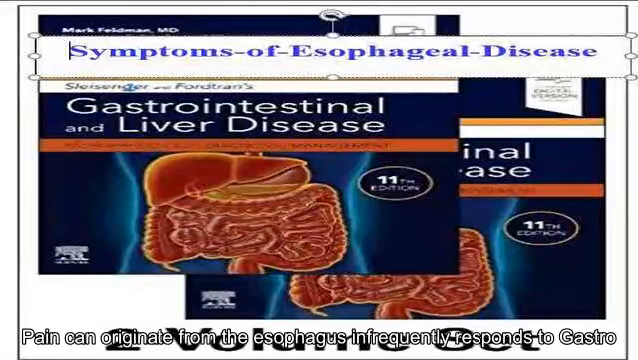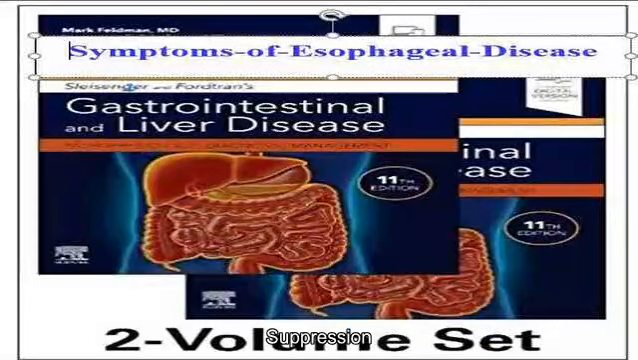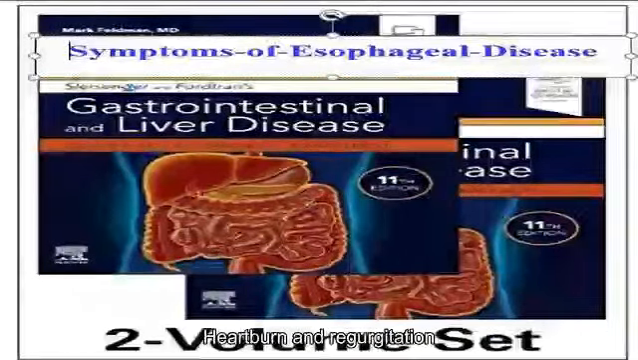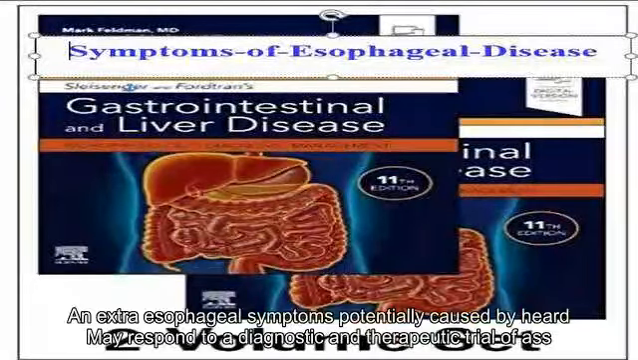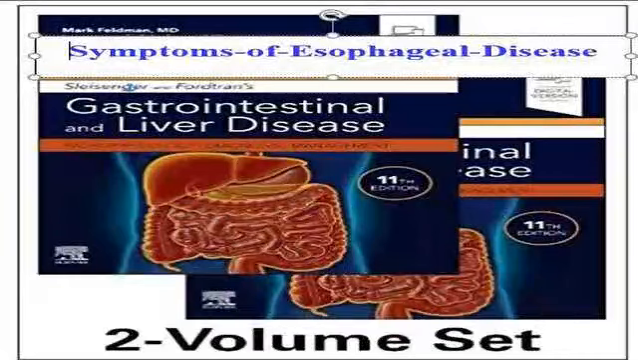Chest pain can originate from the esophagus and frequently responds to gastric acid suppression. If reflux is not present, the evaluation and treatment of chest pain become challenging. Typical heartburn and regurgitation, and extraesophageal symptoms potentially caused by GERD, may respond to a diagnostic and therapeutic trial of acid suppression. Ambulatory pH testing is the best method to confirm reflux in these patients.